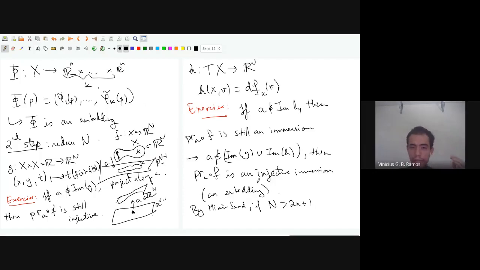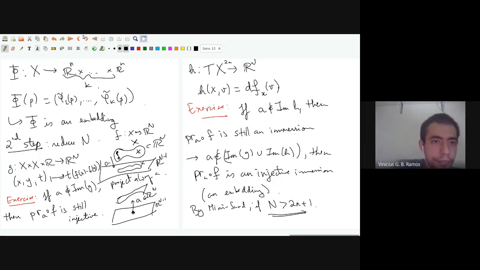What you need to be able to reduce is that N is greater than 2n plus 1, which means that when you get to 2n plus 1, you have to stop. Well, you have to stop if you want it to be injective. But if you want it to be just an immersion, you can go one more time. So if you want the map to be an immersion, then you only need not to be in the image of H. And here, Tx is a manifold of dimension 2n.